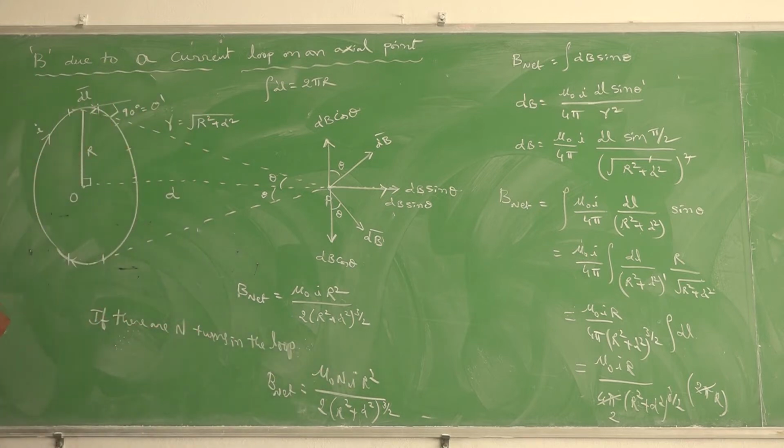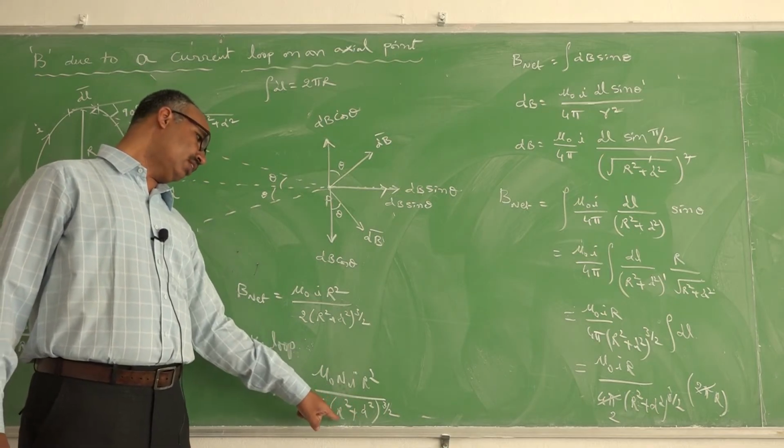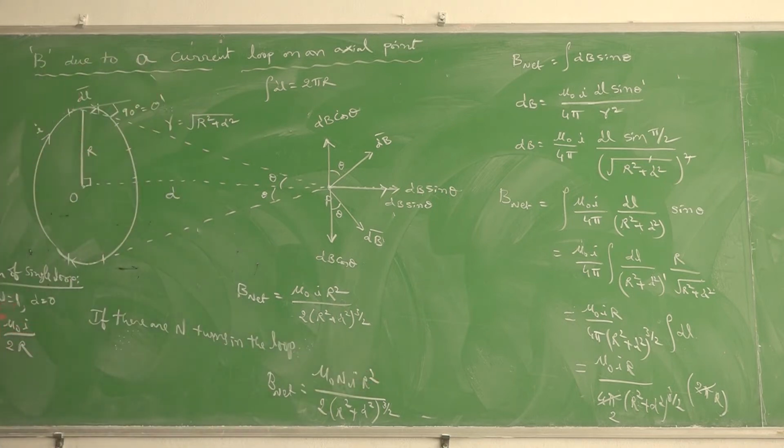At the center of a single loop, single loop means number of turns is equal to 1, small d becomes 0, then B becomes mu naught I by 2r. Why? N is equal to 1, you have taken d is equal to 0. When you take d equal to 0, the denominator becomes 2 r cube, and r cube and r square get cancelled. You are left with mu naught I by 2r. If there are n turns, it is mu naught n I by 2r at the center of the loop.